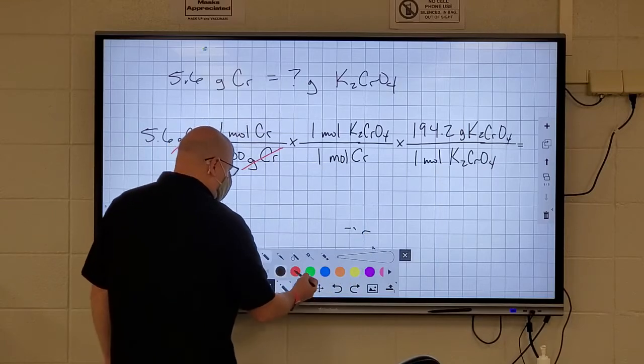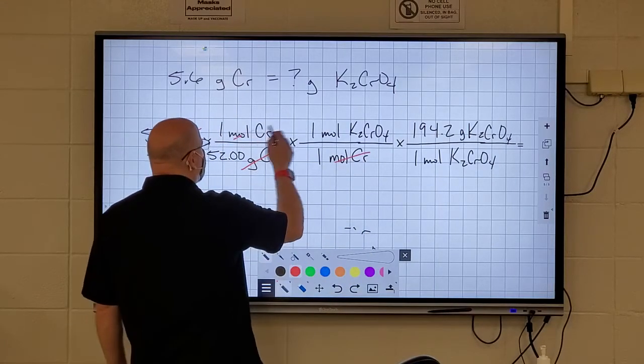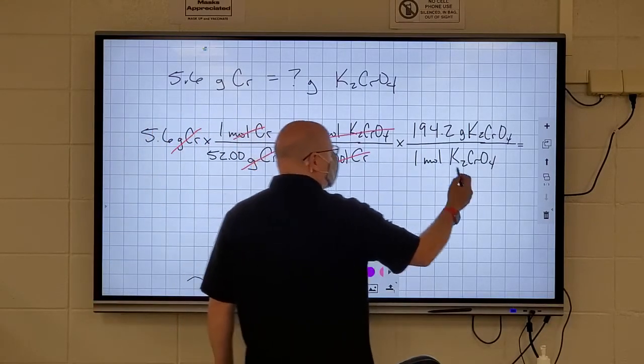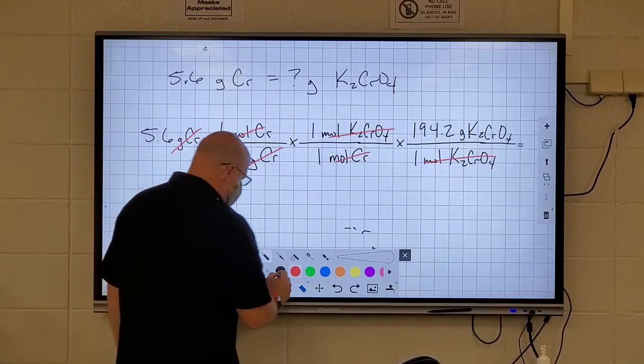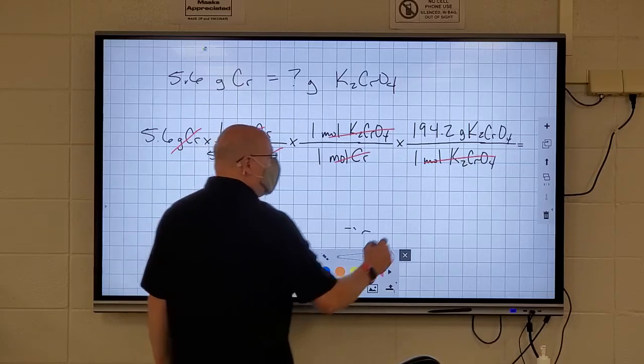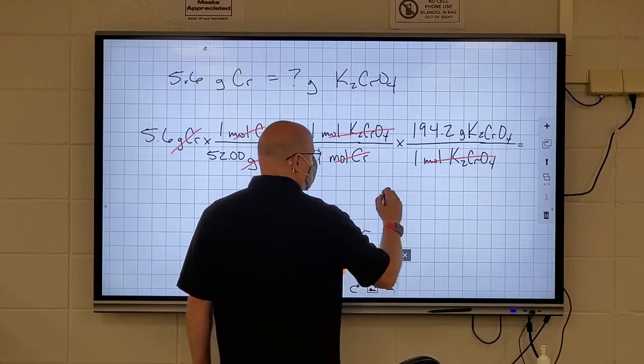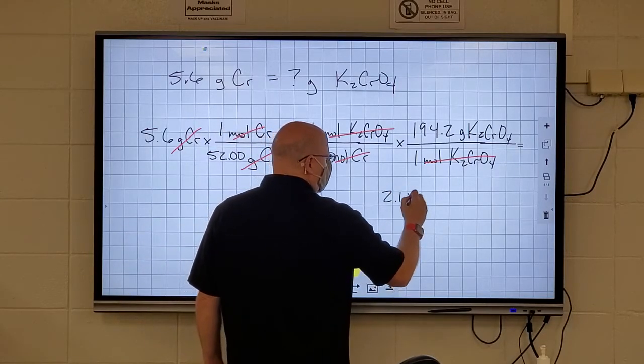So, all our units cancel out. Moles of chromium, moles of potassium chromate, moles of potassium chromate, grams. That's what's left now. So what do we get for our final answer? 2.1 times 10 to the first.